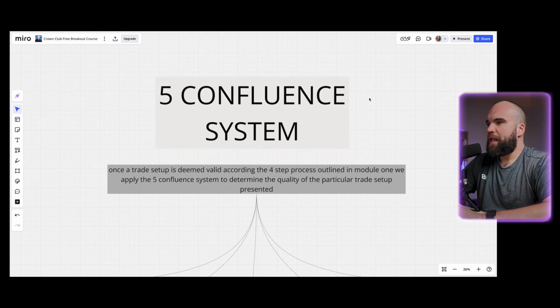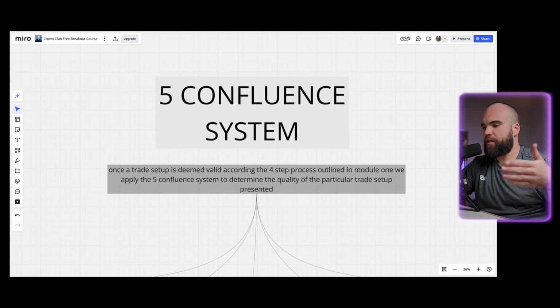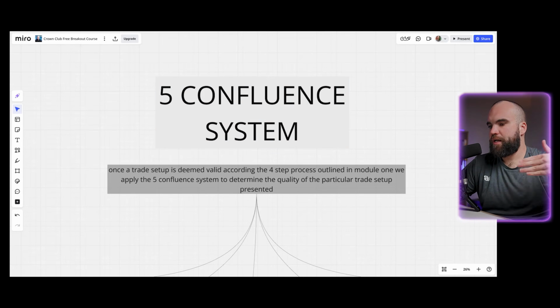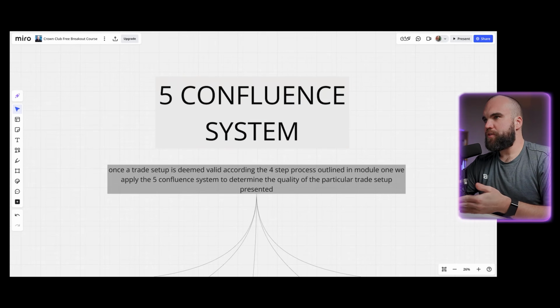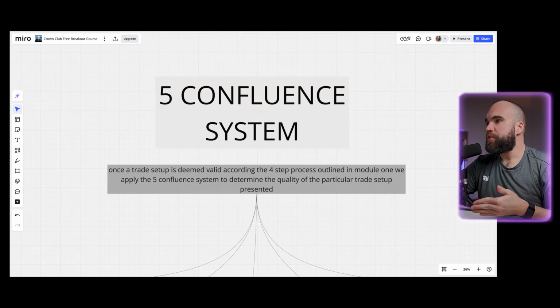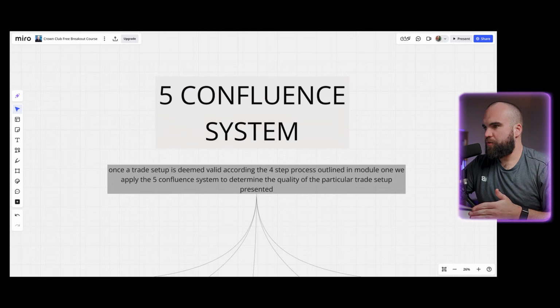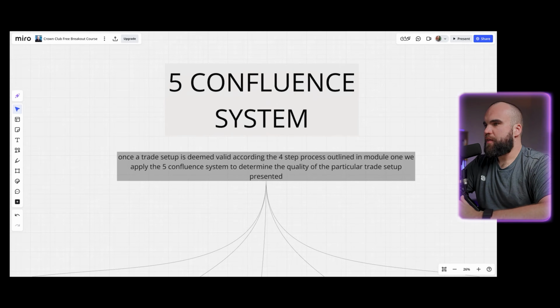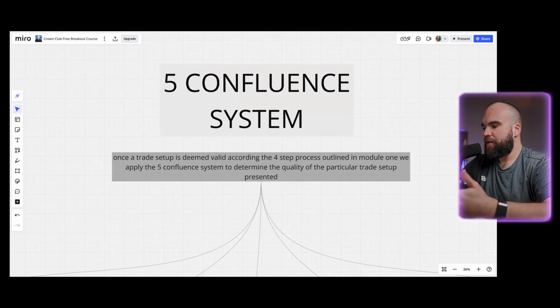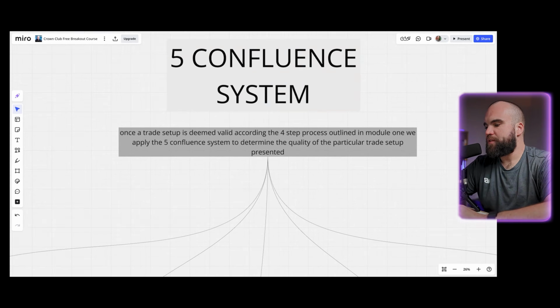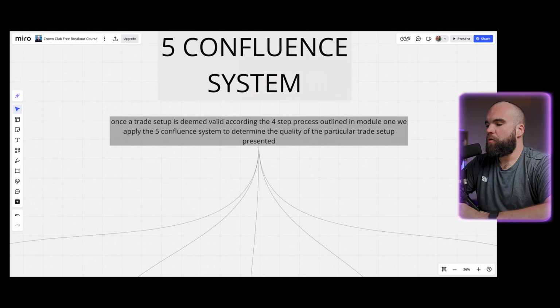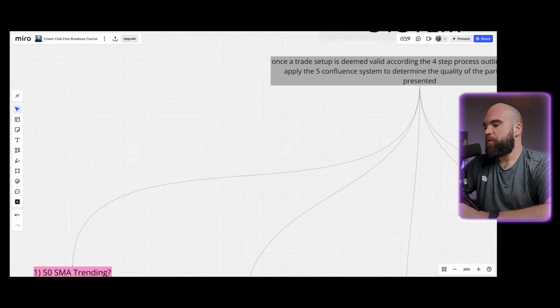And then you apply this on top of your existing strategy. Again, whether you're trading breakouts, supply and demand, or ICT, you can add these confluences as a filter to give yourself a big boost in win rate. You can go from 60% win rate to 70% win rate once you add these confluences because they are universal. So once your trade setup is deemed valid, you then apply these 5 confluence systems to determine the quality of that particular trade setup when it is presented.